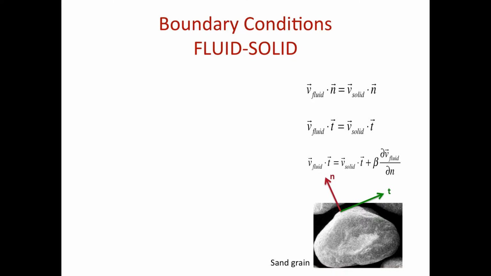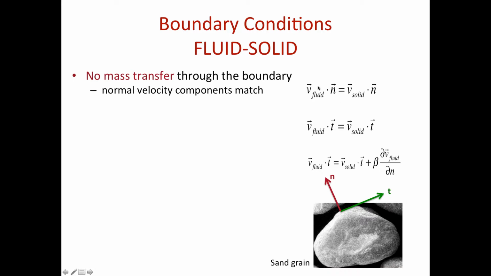So let's look at the generalized boundary conditions. If I have fluid and solid, we typically assume that there is no mass transfer through the boundary. That means that if I take the velocity of the fluid and project it onto the normal to the solid, it's the same as the normal velocity of the solid, which in many cases is 0. So normal velocity components match, and if the solid is static, then that's equal to 0.